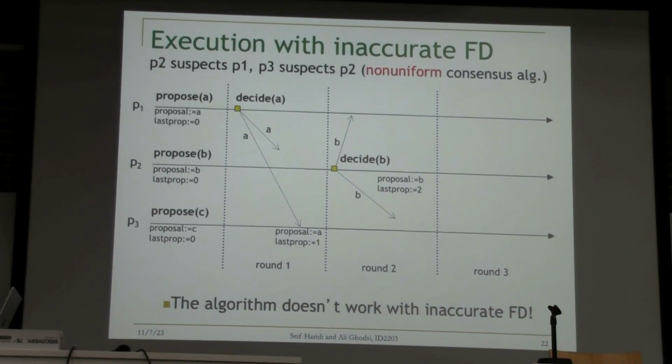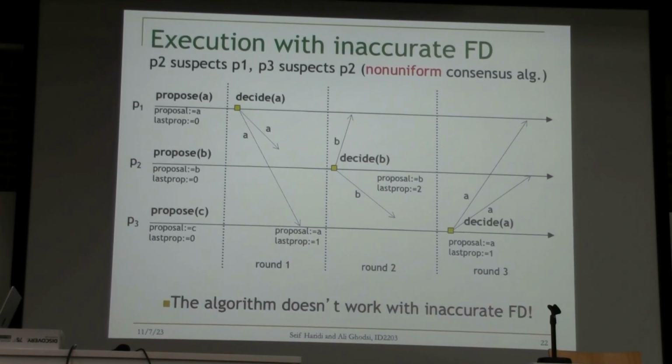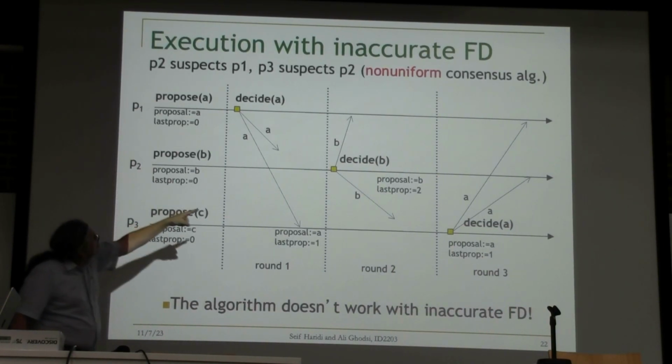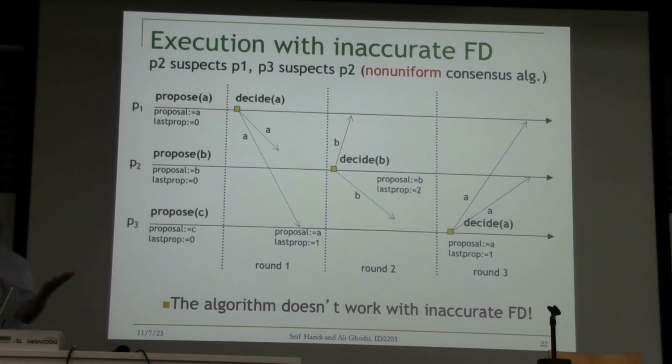Okay? And P3 is thinking that P2 has failed, so P3 will decide A. So we will have A, B, A. So we're bad, huh? Because P2 has erroneously thought that P1 has crashed, so it decided, but it's not allowed to decide, because P1 has not actually crashed. So you see, in our algorithm, the failure detector is not allowed to make any mistakes, or else the algorithm goes bad.